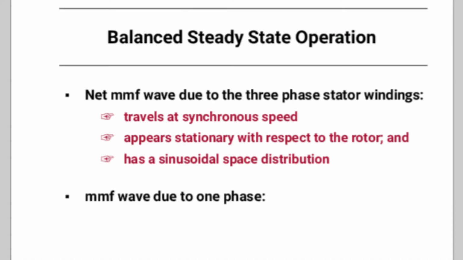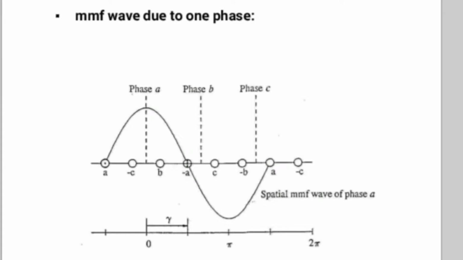8. For balanced steady state operation, these conditions should be followed. The net MMF wave due to the three-phase stator windings travels at synchronous speed, appears stationary with respect to the rotor, and has a sinusoidal space distribution. This is the MMF wave due to one phase, and this is the sinusoidal wave of three-phase.